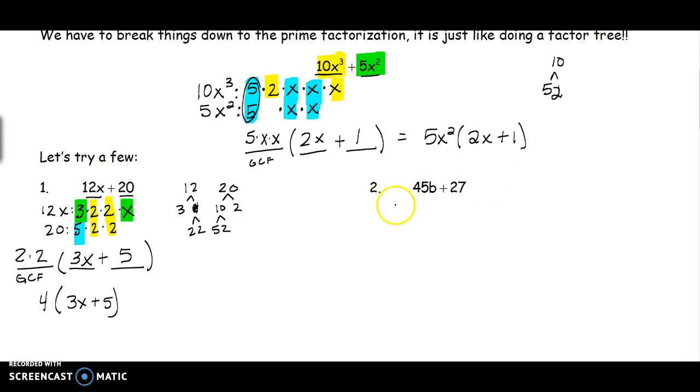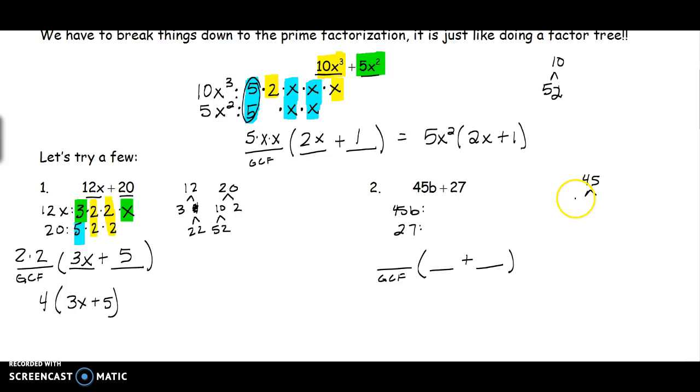Okay, let's try another one. Here we have two terms, 45b and 27. So the first blank, remember, is our GCF. We again have two terms separated by an addition sign. So we just have to simplify what is 45 broken down.